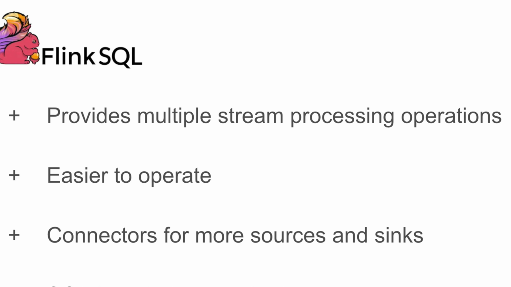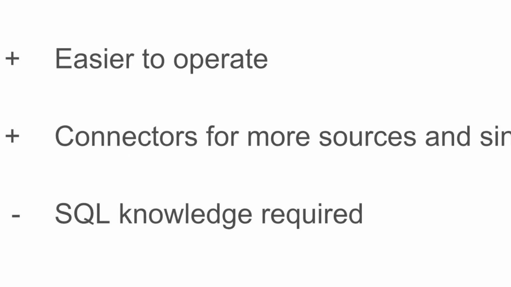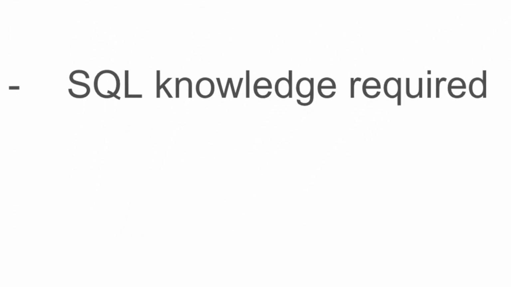The main advantages of Flink SQL are as follows. It offers a wider range of options and stream processing operations. It is easier to run. It has no dependent technologies except the Flink cluster. Also, it has many source and sink connectors, for example for Apache Kinesis, JDBC, MongoDB, Elasticsearch, and many more. The disadvantage is that knowledge of the SQL language is required.